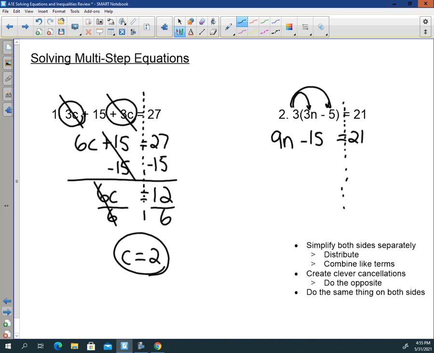And all of a sudden, we've got a two-step equation. We already know that we want to get rid of that term that doesn't have the variable, so we're going to add 15 to both sides. That creates this cancellation, and we have 9n equals 21 plus 15, or 36.